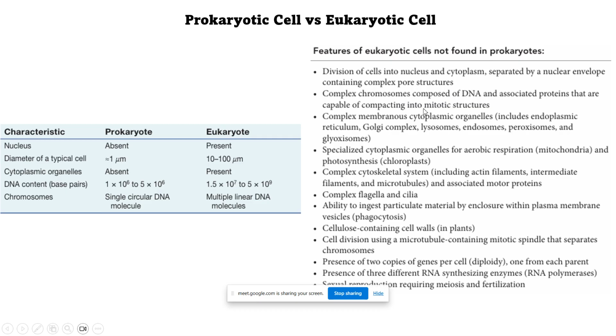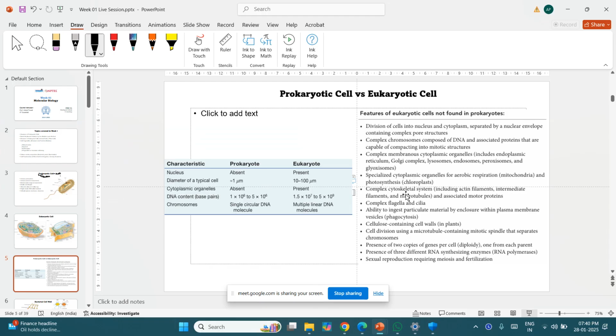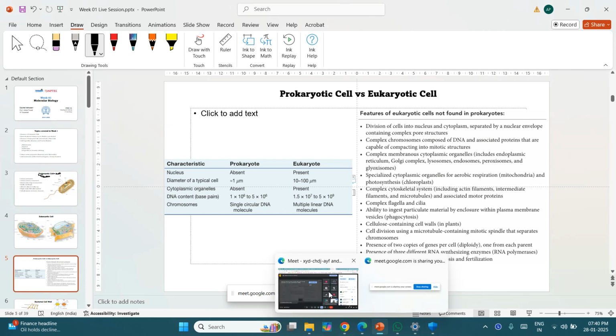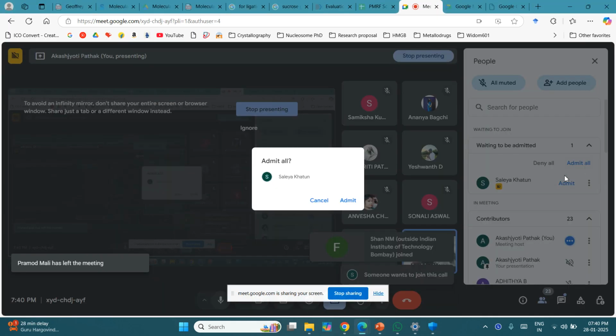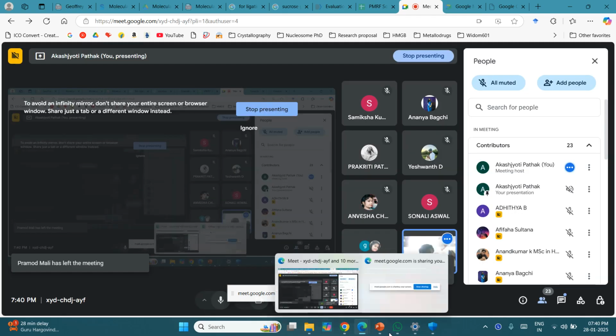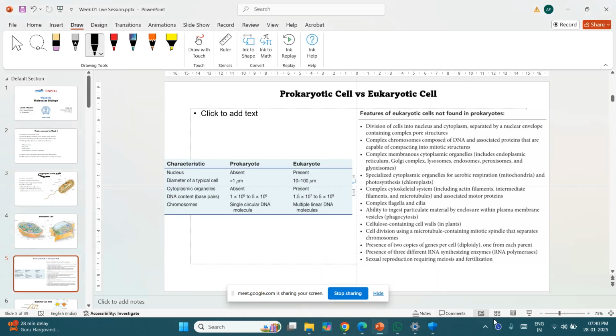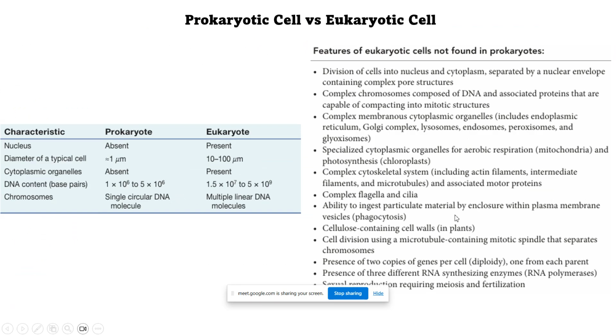The chromosomes are made up of DNA and associated protein. Different cytoplasmic organelles are present, specialized cytoplasmic organelles for aerobic respiration, mitochondria, and photosynthesis. Then a complex cytoskeletal system is present, flagella and cilia. So you can go through this.